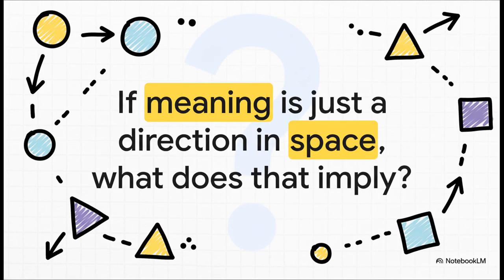Which leaves us with one last, kind of mind-bending thought. This paper proved that to a computer, meaning can be a location, a direction, a point on a map. But if that's true for a machine, what does that imply about the nature of meaning itself? What does it say about how our brains understand the world?